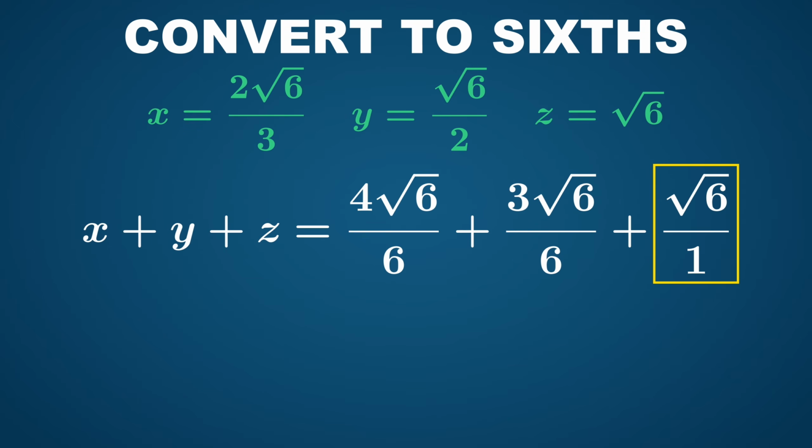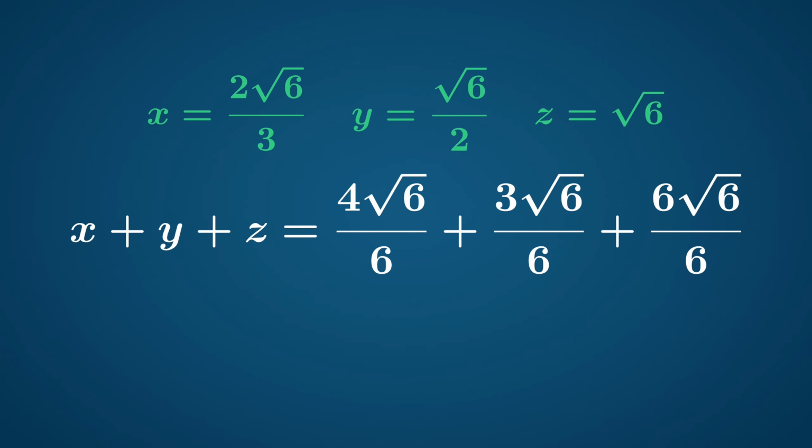The third term in the sum is just the square root of 6 over 1. We multiply the top and bottom of this specific fraction by 6. This gives us 6 root 6 divided by the whole number 6.